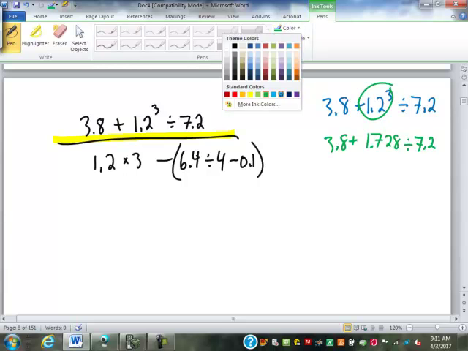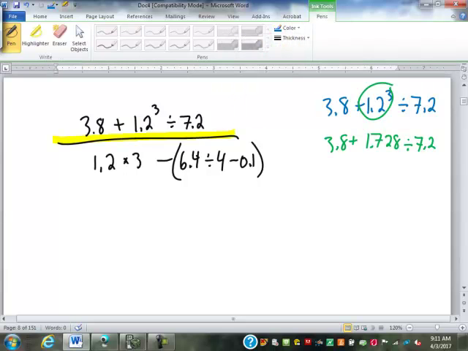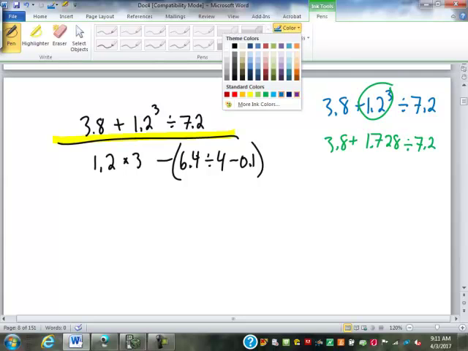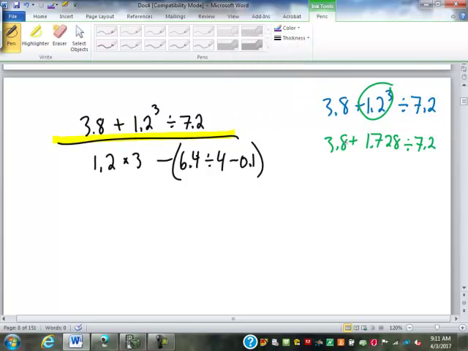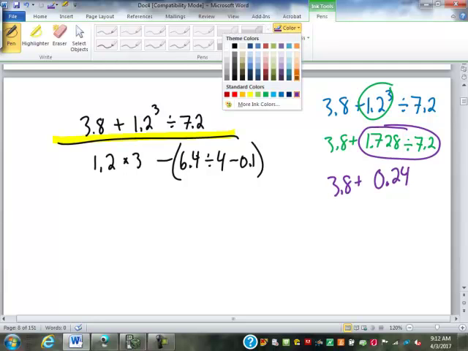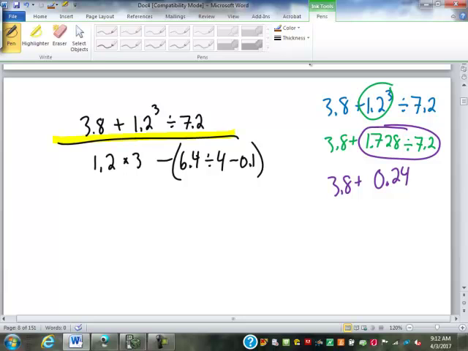Then what? Well, we've got addition and we've got division. Which one has to happen first? It's going to have to be the division. 1.728 divided by 7.2 is 0.24. What's next? So all that's left is to add. So you get 4.04. So on top is 4.04.